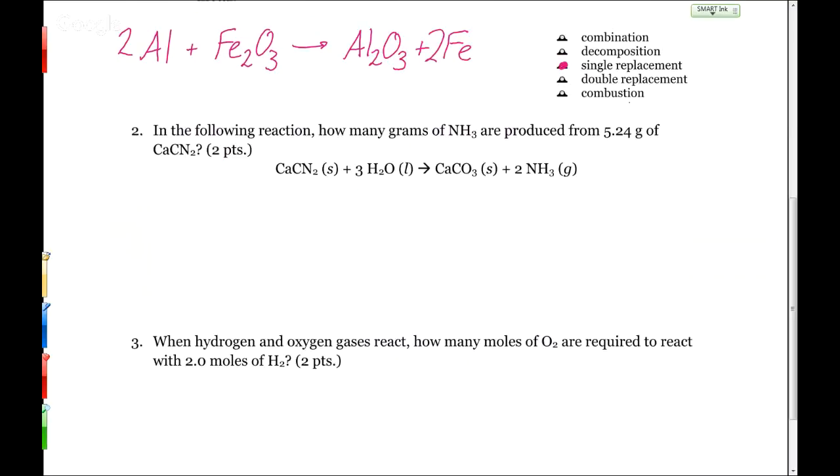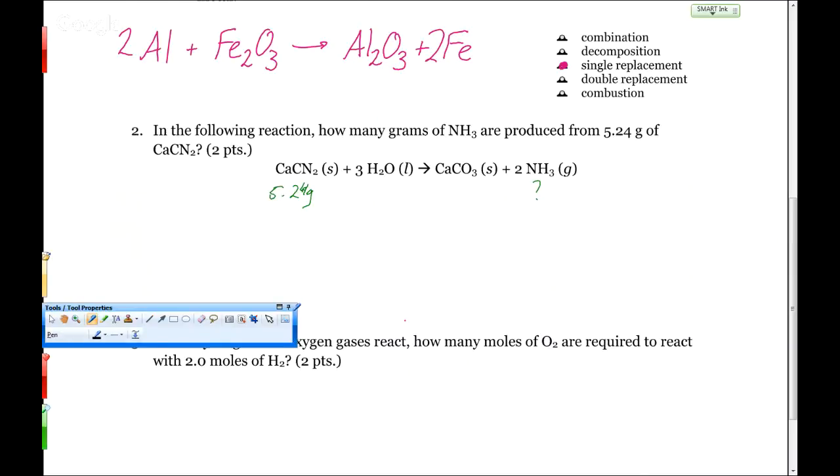All right. So on to a reaction problem here. I gave you the balanced equation. You have to figure out the calculation to produce, what is it? How many grams of NH3 are produced from 5.24 grams of CaCN2? So we start with 5.24 grams of this, and we want to know how much of this is produced. This is one of those standard, what we call stoichiometry problems, where we go from grams to moles, moles to moles, moles to grams, and figure out what we've got.